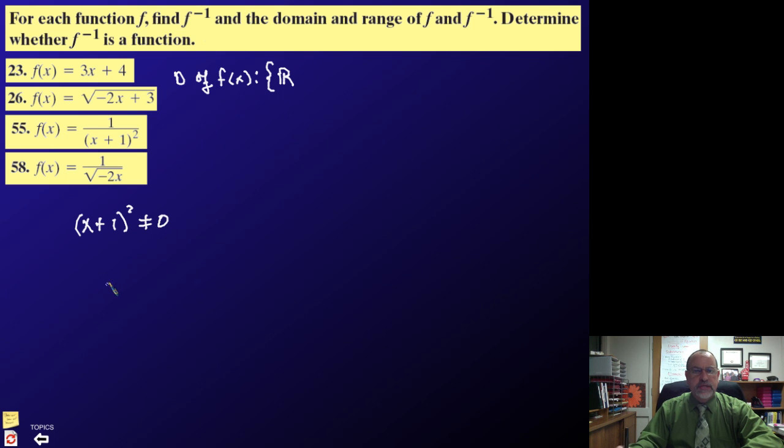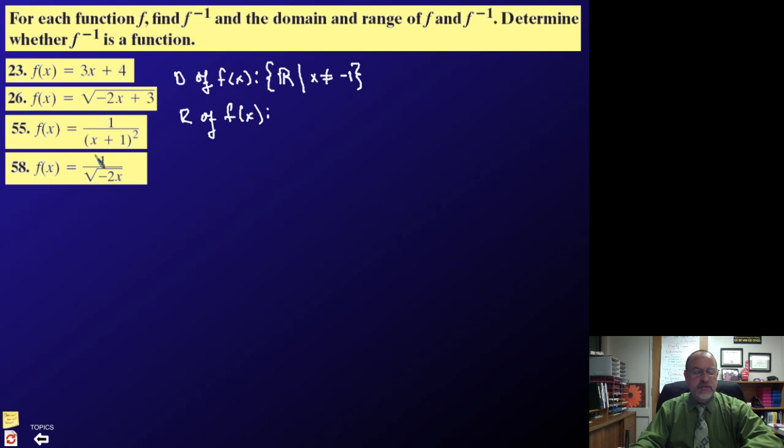To unsquare this, I take the square root of both sides. That gives me x plus 1 cannot be 0. Square root of 0 is 0. So x cannot be negative 1. So my domain is all real numbers as long as, or such that, x is not negative 1. Now I need to determine the range. Now the range of this function is a little bit more difficult. You may have to graph this and pick up the range from there.